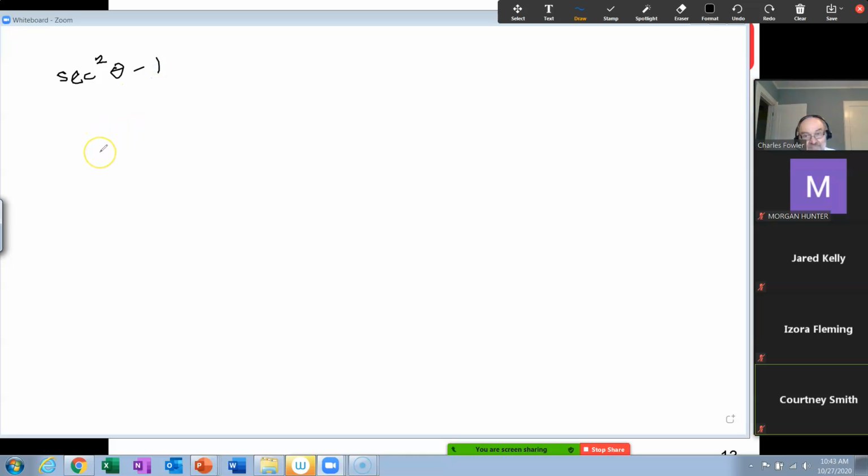Now, I look at that and say, almost, why factor? But they're not asking us if we want to, they're telling us to factor. So let's do it, okay? Frankly, I see no point in this, but we'll do it. This is a difference of two perfect squares. So that would factor as secant theta plus 1 times secant theta minus 1.